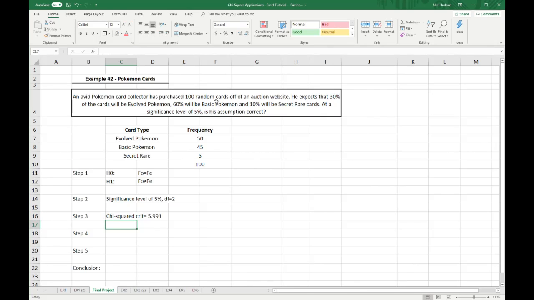Our step 4, we will say that if the chi-squared sample is greater than our chi-squared crit, we will reject the null hypothesis.